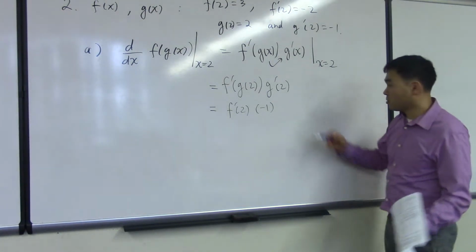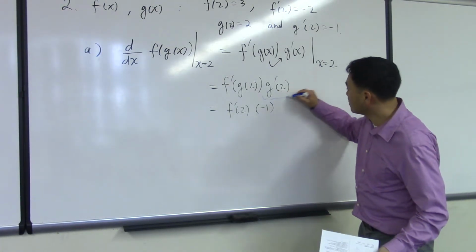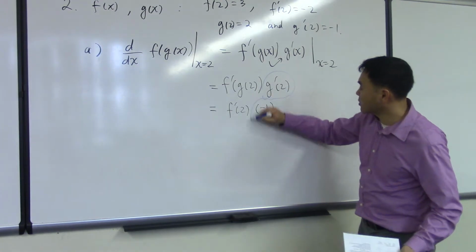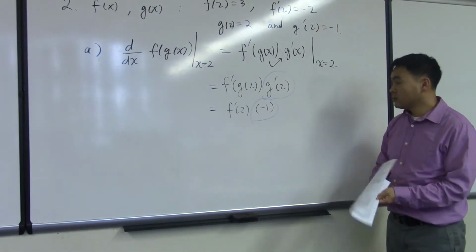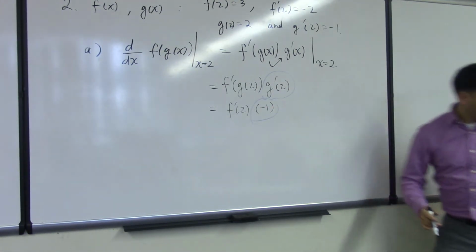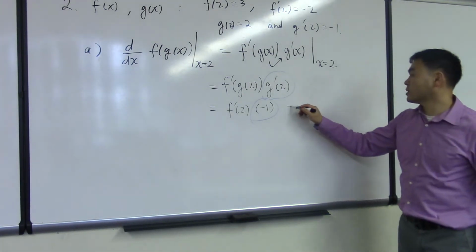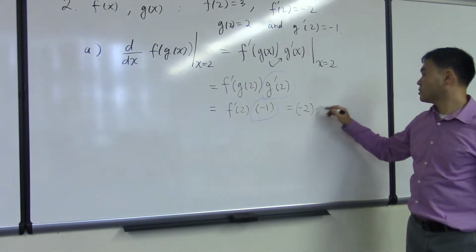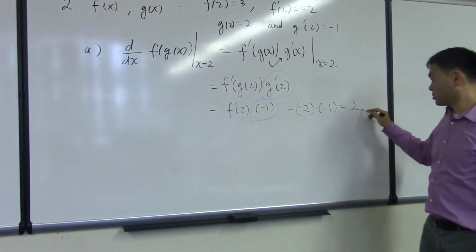So maybe I should circle it. And circle it. Okay, so this became that. Now what is f prime of 2? It's negative 2. So it must be 2.